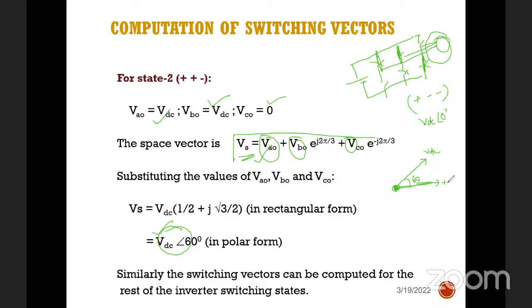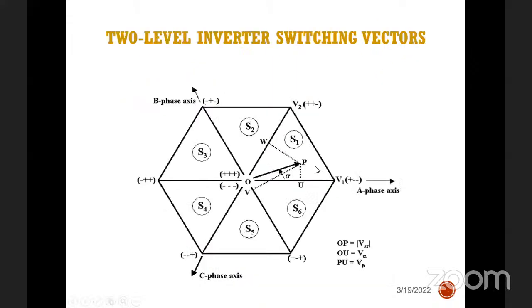If you maintain a switching state of plus, minus, minus, we are going to get VDC at an angle of 0. If you maintain plus, plus, minus, we are going to get VDC at an angle of 60 degrees. In this way, if you have the different switching states, we are going to get a space vector like this. This is a 2-level inverter switching vector. Plus, minus, minus gives VDC at an angle of 0. Plus, plus, minus gives a vector at 60 degrees. Minus, plus, minus gives 120, minus, plus, plus gives 180, minus, minus, plus gives 240, and plus, minus, plus gives minus 60 or 300 degrees.